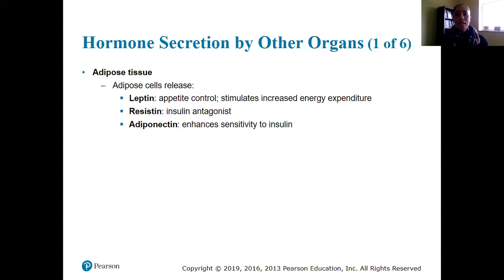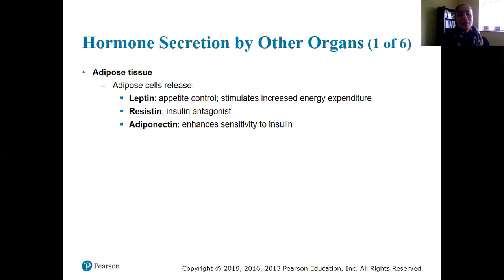Okay, adipose tissue. Adipose tissue or fat tissue is going to also produce hormones. So we have leptin. This is the hormone that's going to allow us to have appetite control. So when leptin is released, it's going to allow us to feel a sensation of being full and satisfied from what we're eating.